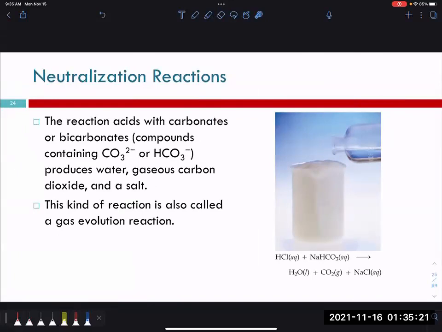So, the reaction of acids with carbonates or bicarbonates. We react acid with CO3 2- or HCO3-. We produce water, gaseous carbon dioxide, and a salt. It's also called a gas evolution reaction. So we mix two liquid solutions together to produce a gas, and that's a gas evolution reaction.